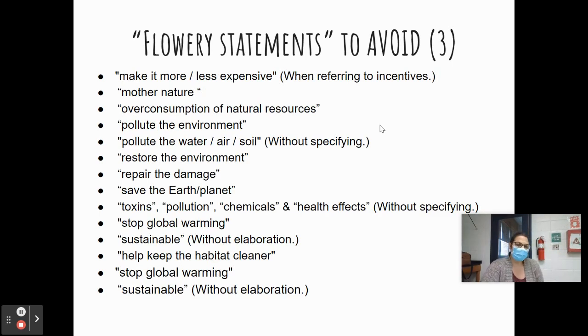Stop global warming, sustainable, help keep the habitat cleaner, stop global warming. I love that one. Well, how are you going to do it? Because please enlighten us with your information. We can use as much help as we can get. Please tell us how to do it.